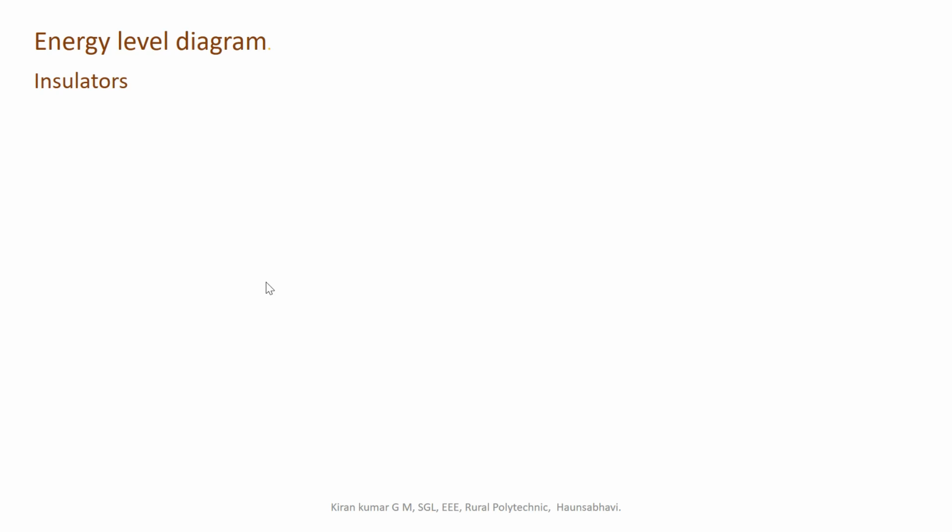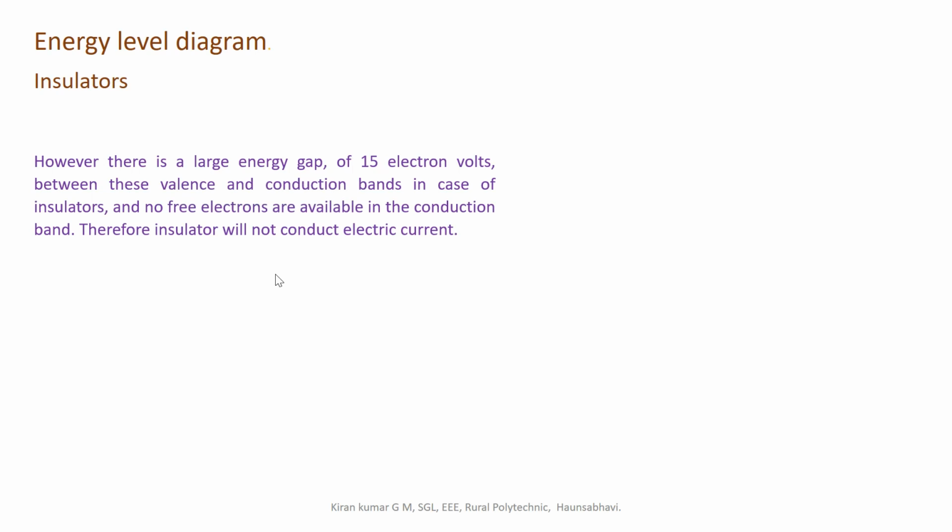Coming to the energy level diagram of insulators. There is a large energy gap between the valence band of energy of electrons and the conduction band of energy. This is of the order of around 15 electron volts, which is so huge that for one electron from the valence band to acquire energy and jump into the conduction band is almost an impossible task.